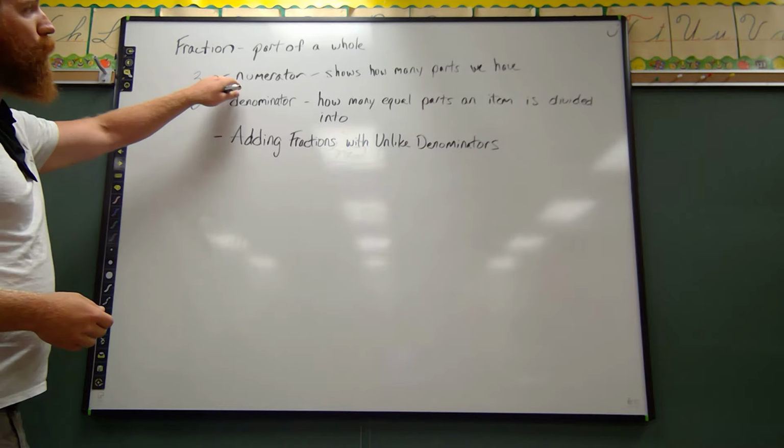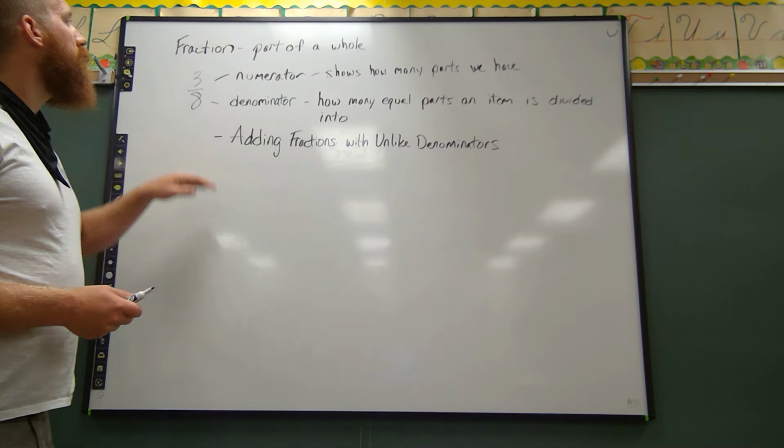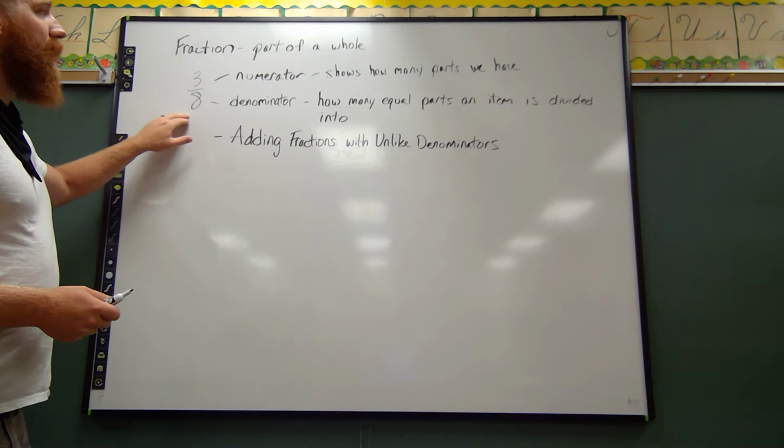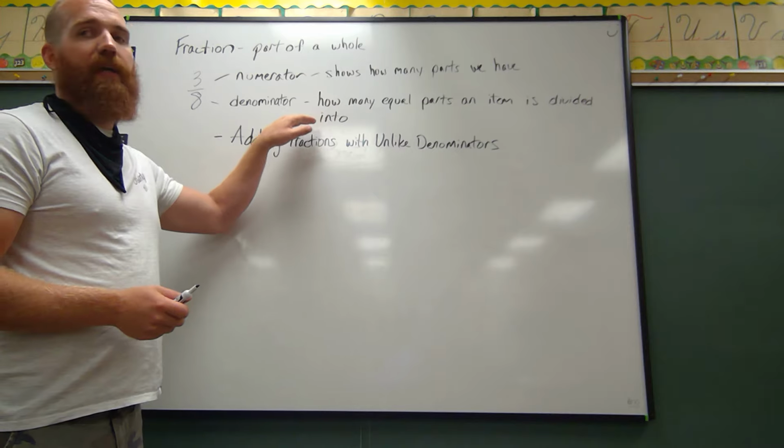The 3 is the numerator. A numerator shows how many parts you have. The 8 is the denominator. The denominator shows how many equal parts an item is divided into.